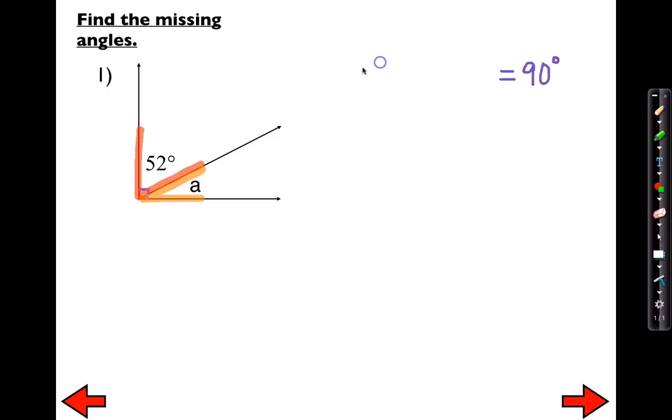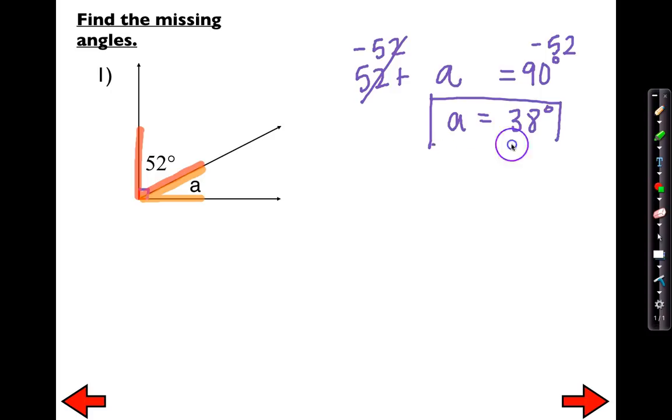So I'm going to set it up as 52 degrees plus A is going to equal 90. At this point, I'm just going to go ahead and solve. I'm going to do the inverse, which is to subtract 52 from both sides, which will leave me with A equals 38 degrees. So I'm going to say A is 38 degrees. That is my final answer.